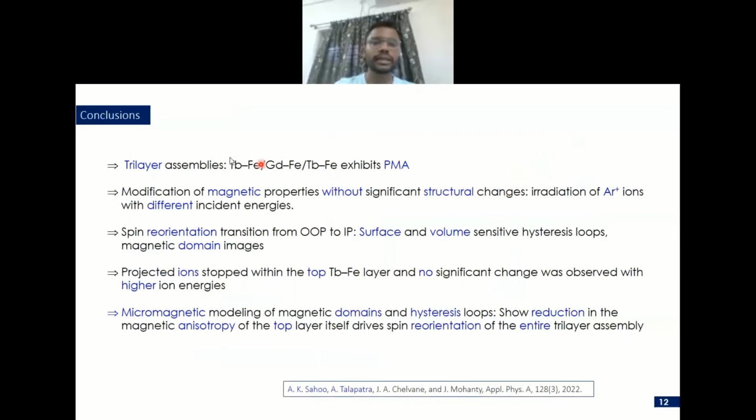If you see a tri-layer, it shows the intrinsic PMA nature, and so we can tune the magnetic property without much structural modification. We have used argon plus ions for different incident energies, and we see a spin reorientation from out of plane to in plane, where we used different techniques to validate this. And then we have also used micromagnetic modeling to understand how the micromagnetic energy evolves here.